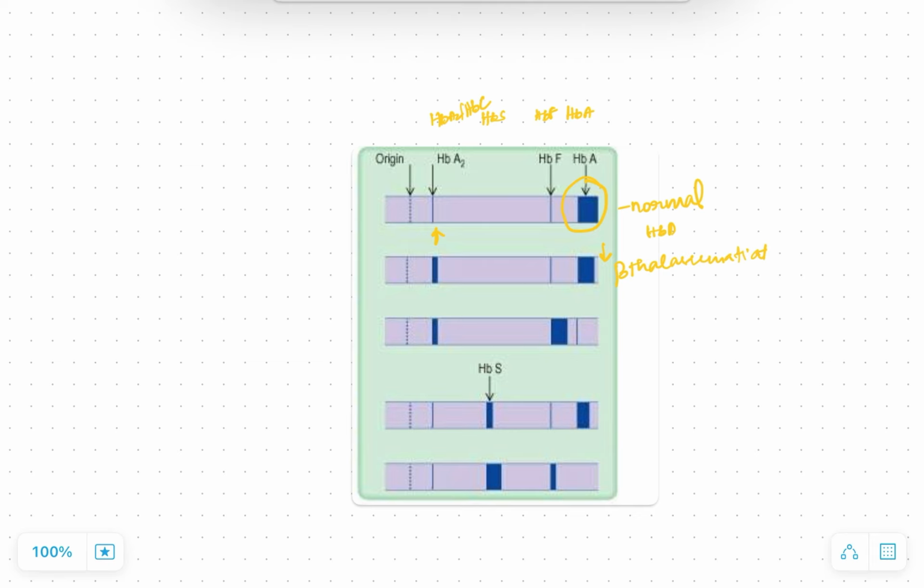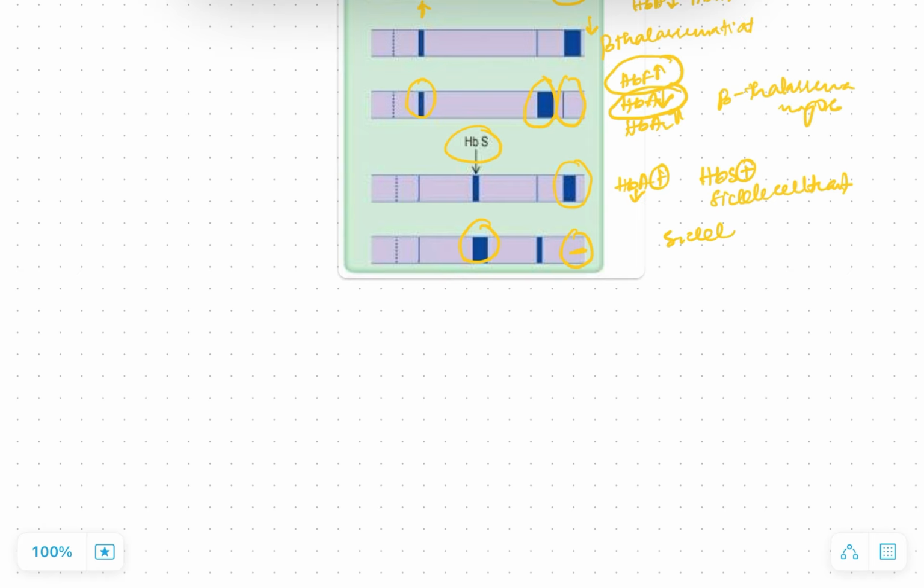Next, this is HbS. If HbS is present, we have to think of sickle cell disease or sickle cell trait, and we have to differentiate between these. Here HbA is still present but reduced, and HbS is present. So this is sickle cell trait. Here HbS is present but HbA is absent. So this is sickle cell disease.